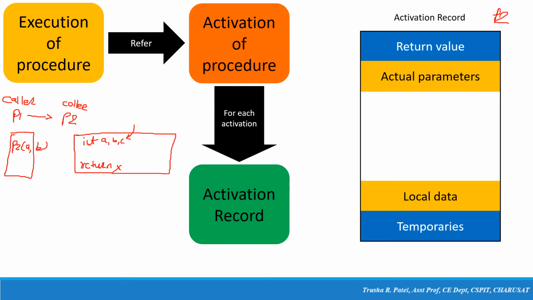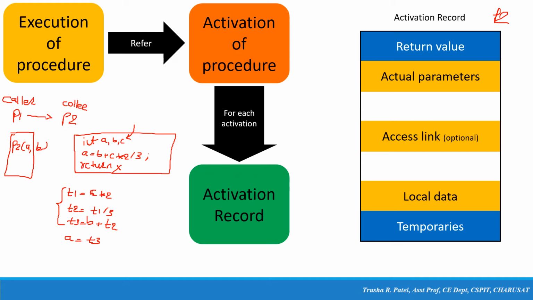Next are the temporaries. So if we have an expression like a = b + c * 2 / 3, something like that, as we know the entire expression will not be performed in one go. It will first do t1 = c * 2, then t2 = t1 / 3, then t3 = b + t2, and then the value of t3 will be assigned to a. So these t1, t2, t3 are the temporaries which are created, which will also be saved in the activation record.